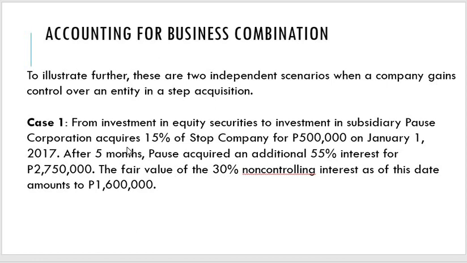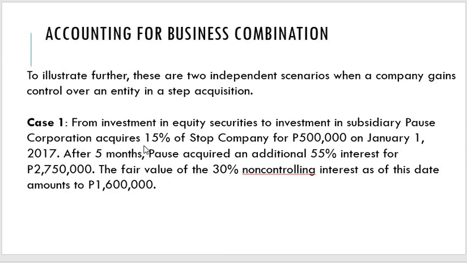So to illustrate stock acquisition, there are two independent scenarios when a company gains control over an entity in a stock acquisition. So we'll present two cases. Okay, so first we have case one, from an investment in equity securities to investment in subsidiary. Okay, so it's normally investment in equity securities if we purchase below 20%, no? Kasi pag more than 20%, diba, that's an associate na. So that's investment in associate.